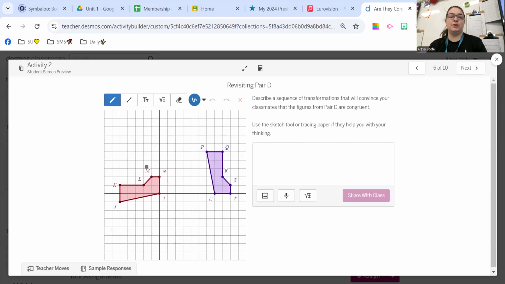And then the fourth one, describe a sequence of transformations. So how can I get this one to match up with this one? Fully describe the transformations. Which transformation? How many, which direction? How many degrees or units? All of that info.